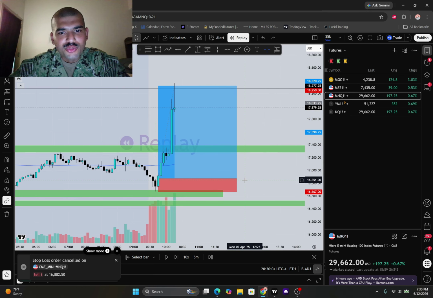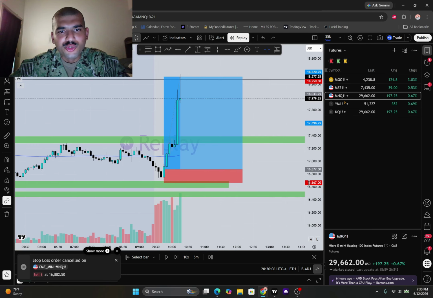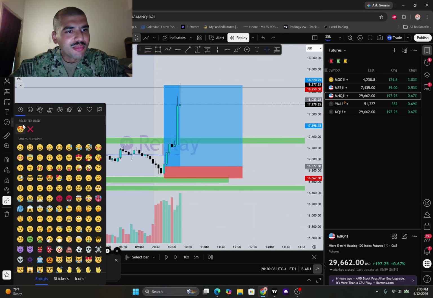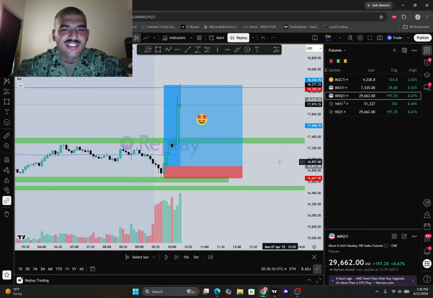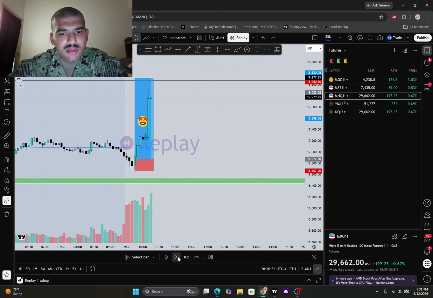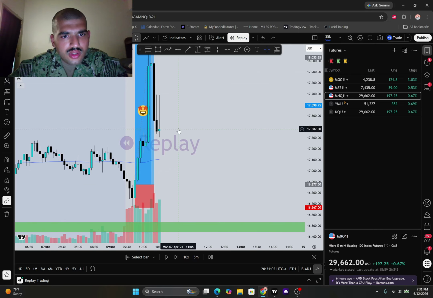Now this was a beautiful trade right here. I'm gonna go ahead and mark it with that emoji. But let's see what happens next. Market's probably gonna keep on. Okay, nice little pullback. Okay. What do we have here?